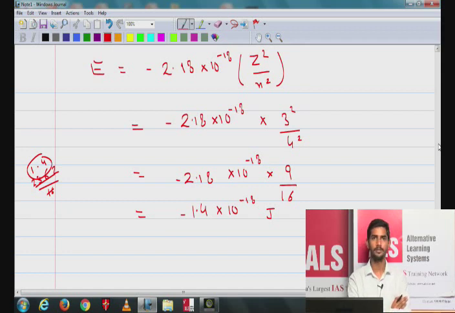Guys, have you noted this? Have you copied this? Shillong, Senapati, what's going on, guys? Have you done this?